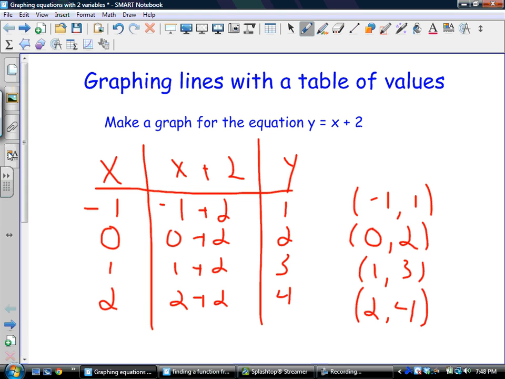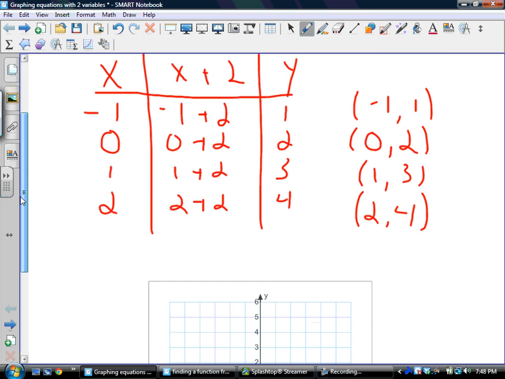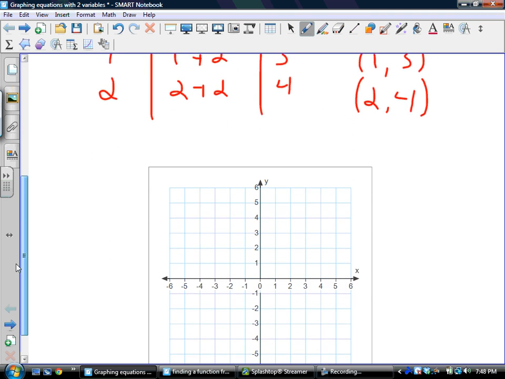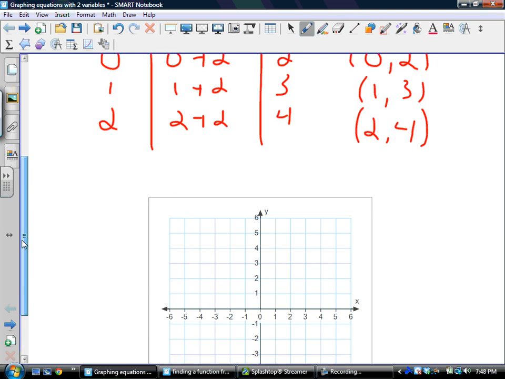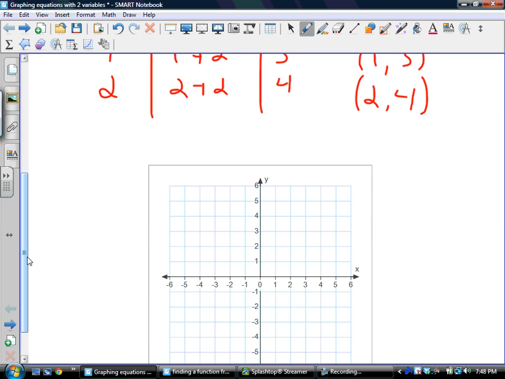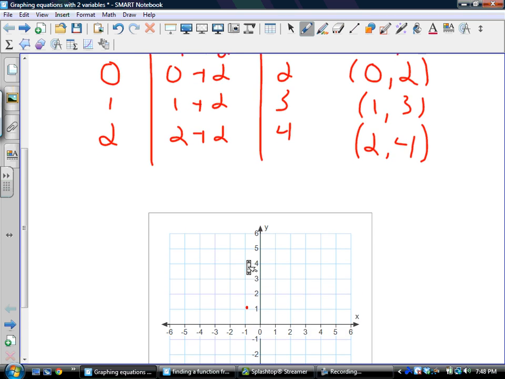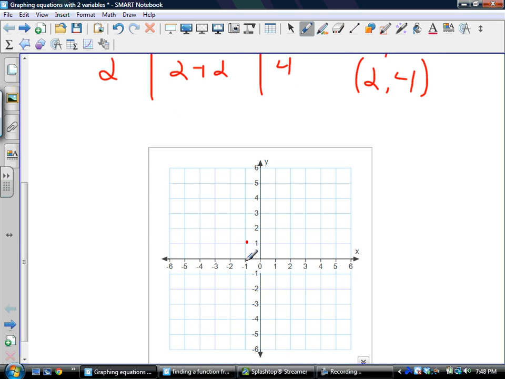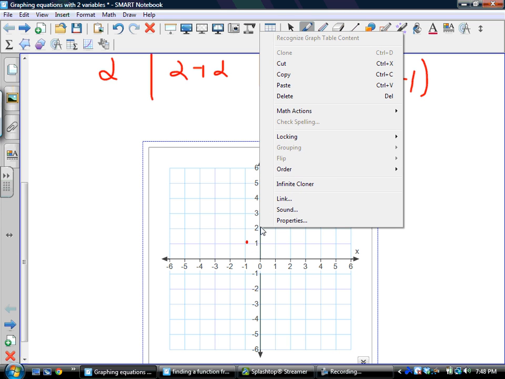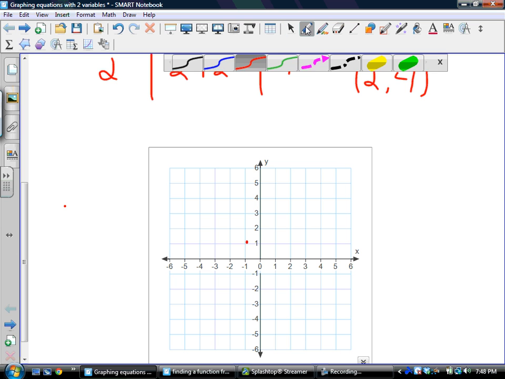So now I take those four solutions and put them on a graph. The first one was (-1, 1). If I graph that point, it is right there. The second point is (0, 2). So 0 means it's right on the y-axis, and 2 is going to be right in there.